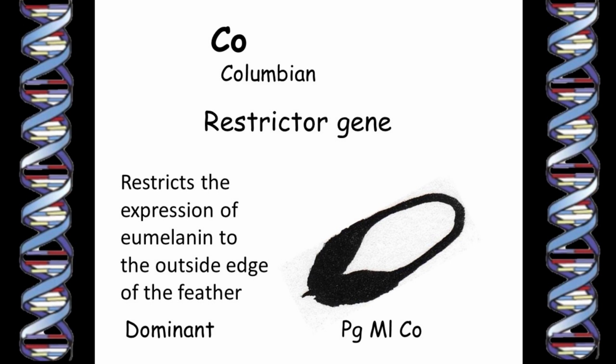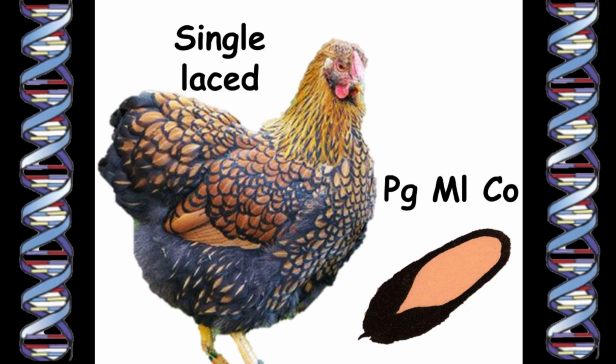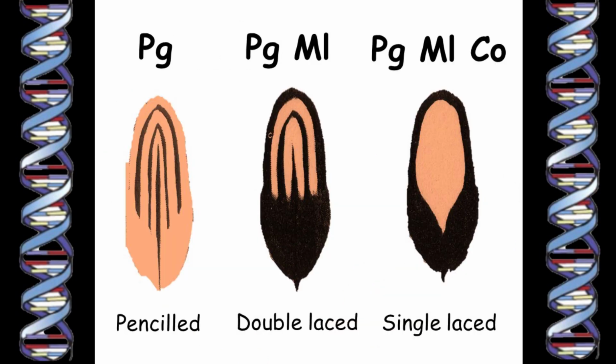Now let's add the Columbian gene, which you will remember is also a restrictive gene. We saw that on its own the Columbian gene has an effect on the colouring of the bird as a whole, but when it's also present along with PG and ML, it removes the concentric lines in the middle of each feather, just leaving a black rim around the ground colour of the feather. This is single lacing. The single lace pattern needs all 3 genes, PG, ML and CO.